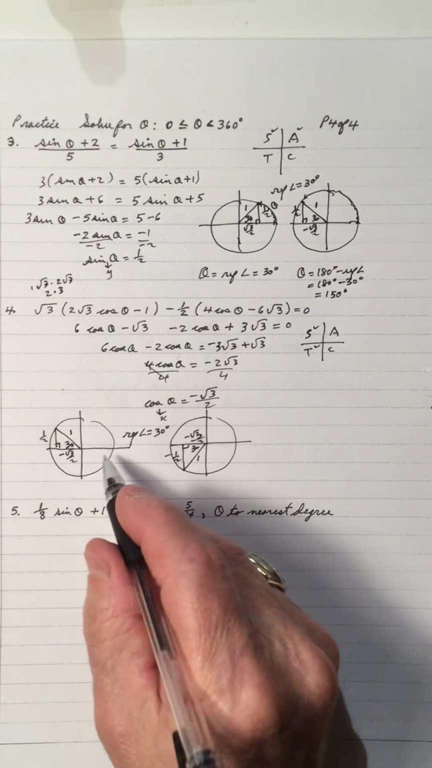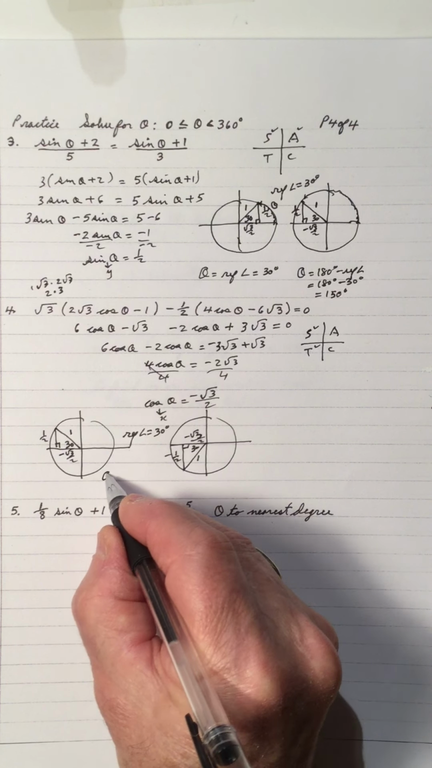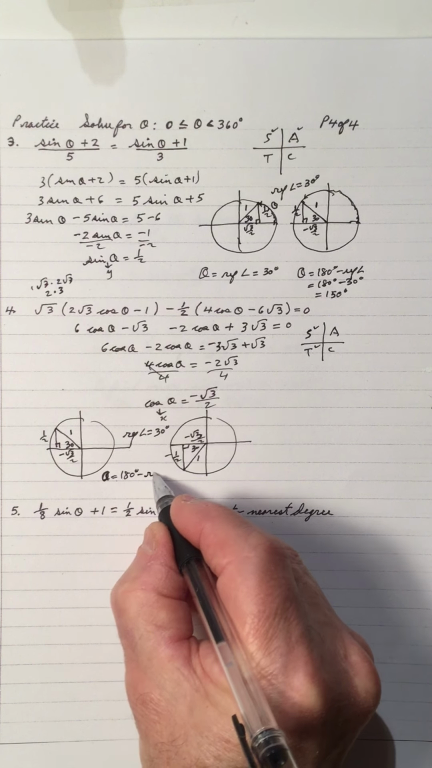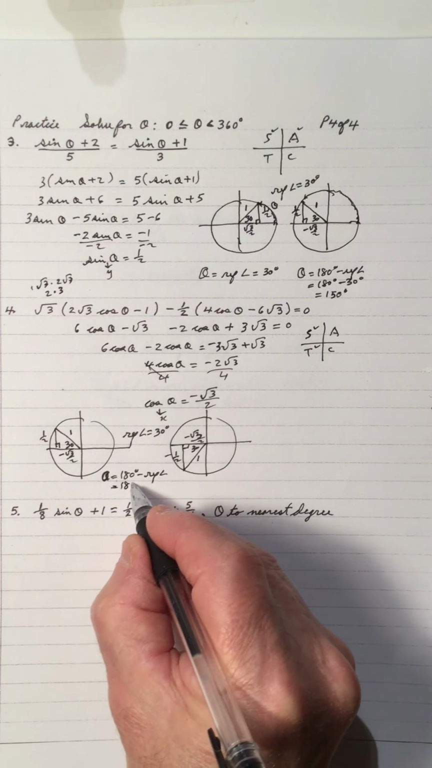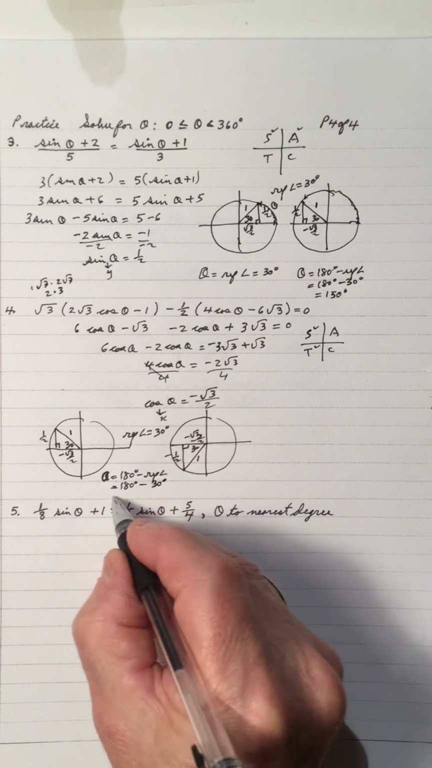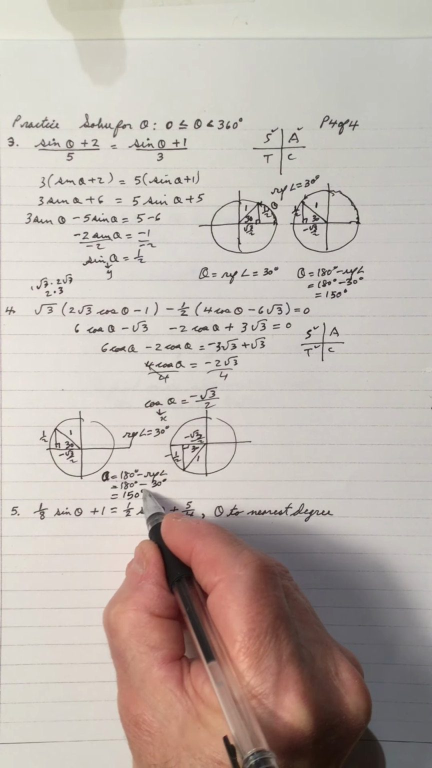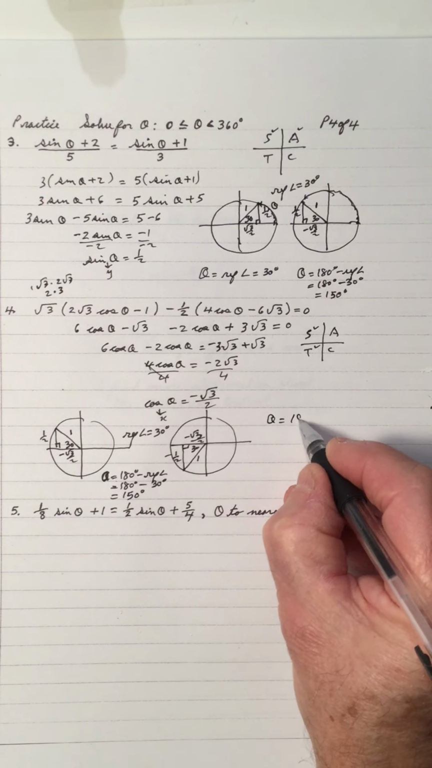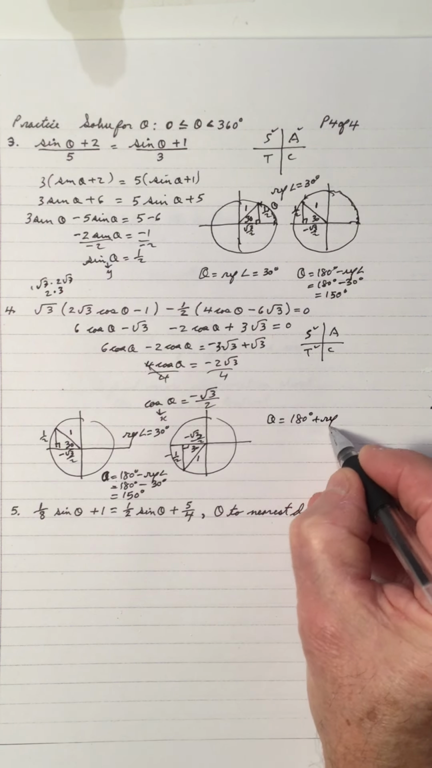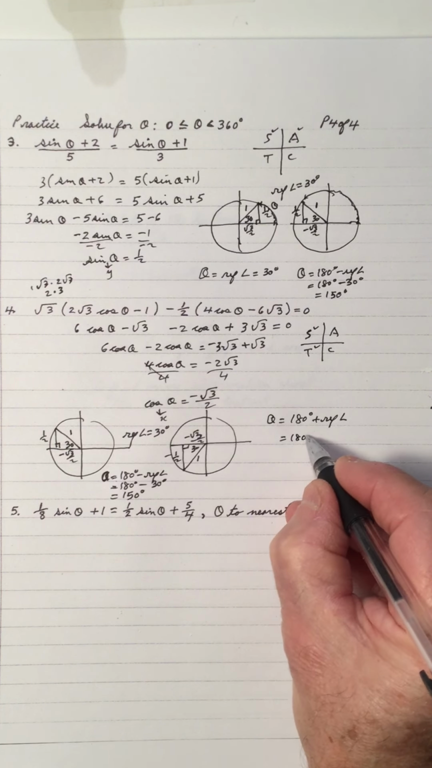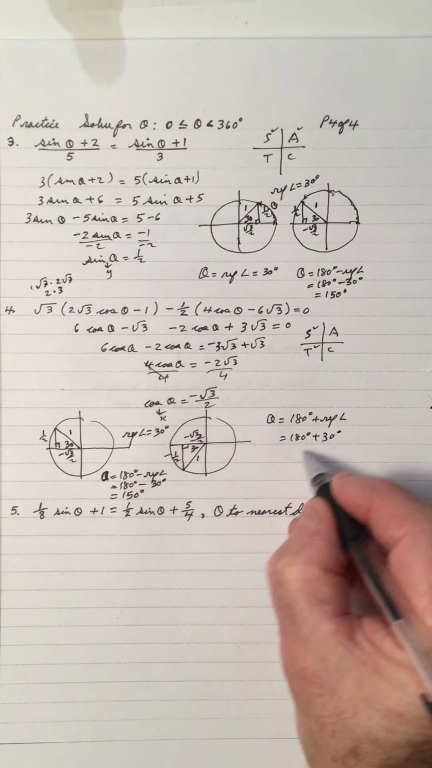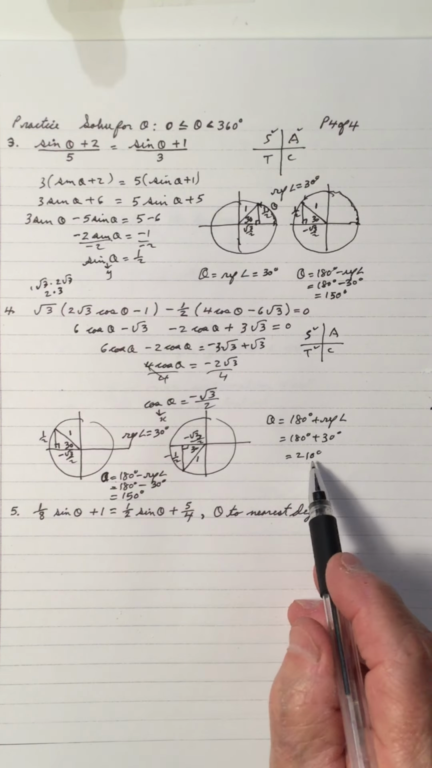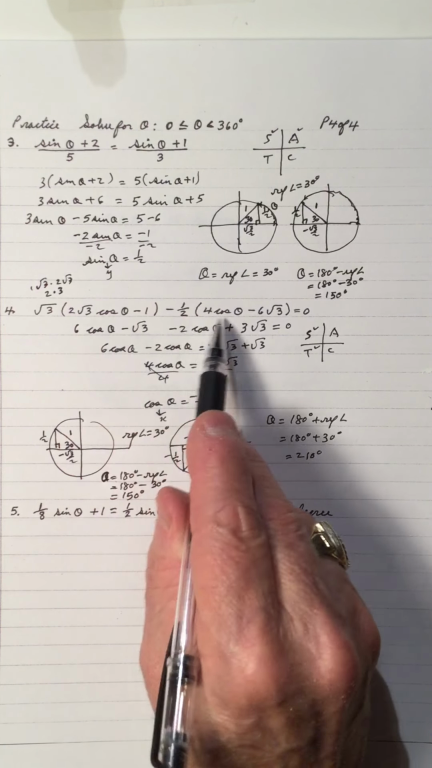In this quadrant right here, theta is 180 minus the reference angle. So it's 180 minus 30 degrees, 150. And in this quadrant right here, which is quadrant 3, it's 180 plus the reference angle. 180 plus the 30, which is 210 degrees. So 150 and 210 is the value of theta that makes this equation true.